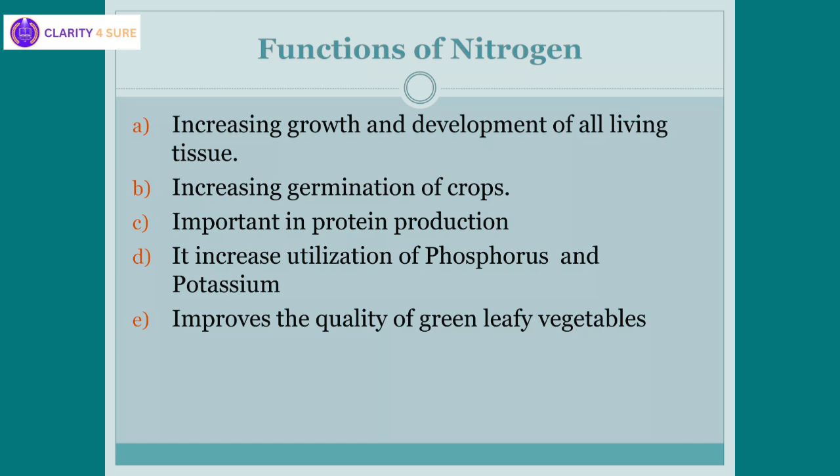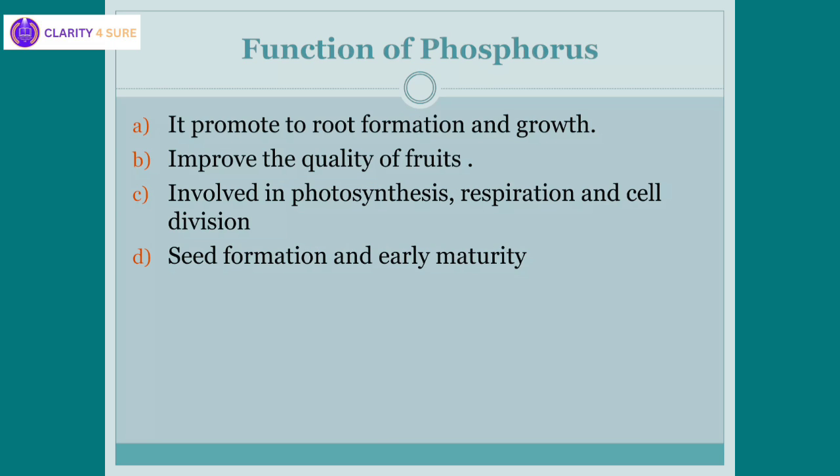Nitrogen helps in increasing growth and development of all living tissue and also increasing germination of crops. It is important in protein production and it increases the utilization of phosphorus and potassium. It also improves the quality of green leafy vegetables. Phosphorus, it promotes root formation and growth. It improves the quality of roots. It is involved in photosynthesis, respiration, and cell division.